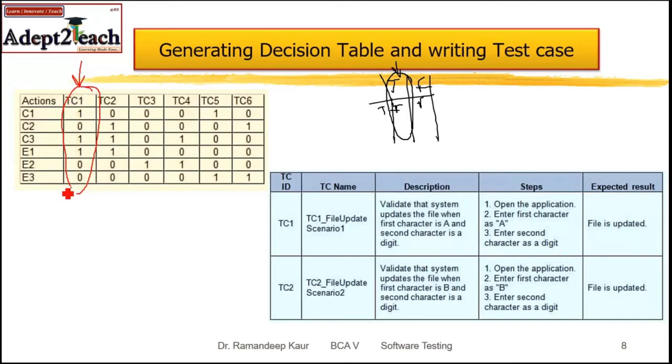This is how every test case would be represented in a written fashion. Whether the result is as per the expectation or not, it will be written in the last. One more column would be added, actual result. So this is how we convert your conditions to a cause effect graph. Then we convert it into a decision table, and after that we convert it into a test case scenario.